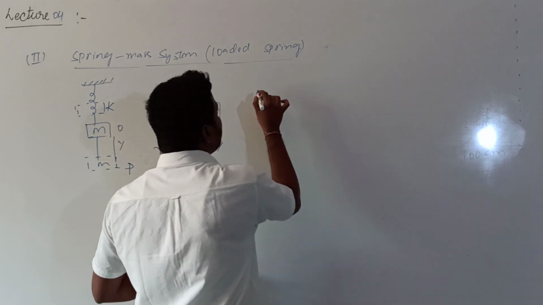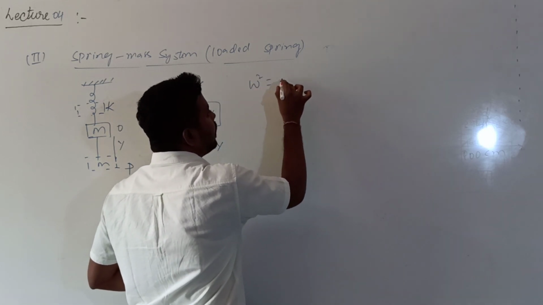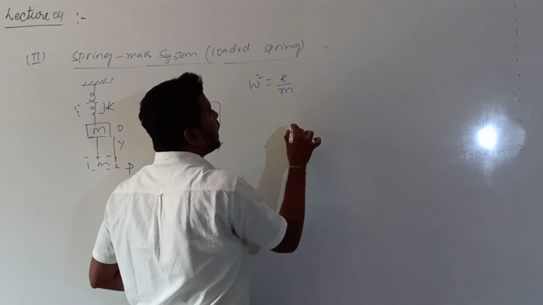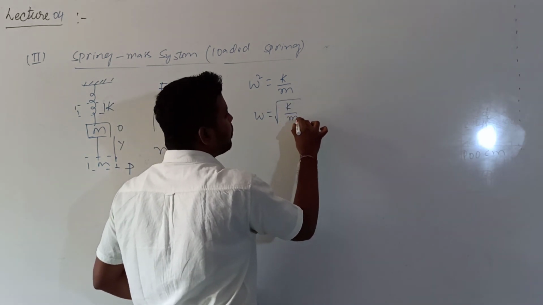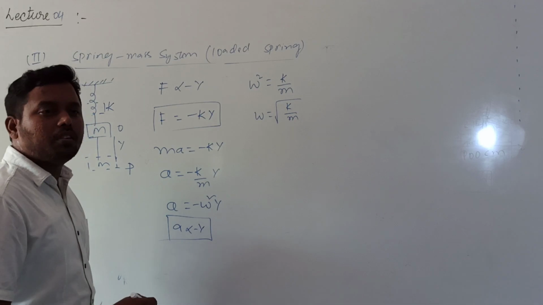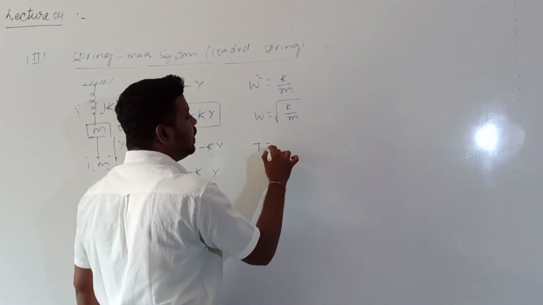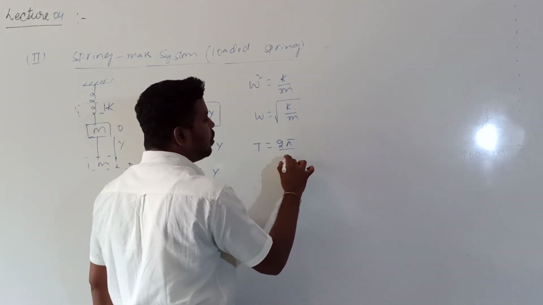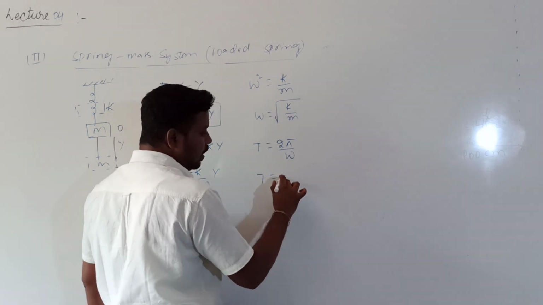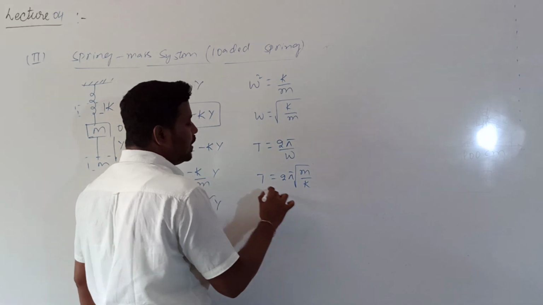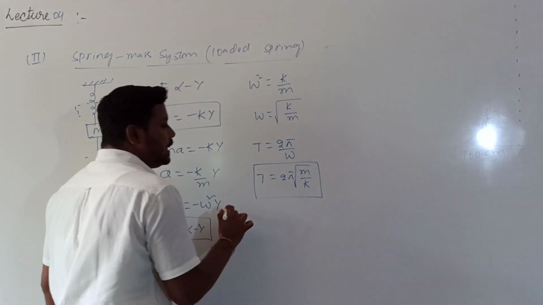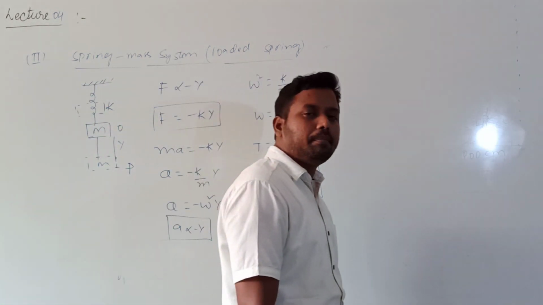Now here, omega square is equal to k divided by m. Omega is equal to root over k divided by m. By knowing omega, can I calculate the time period? T is given by 2 pi by omega, which is 2 pi into root over m divided by k. This is the expression for the time period of a spring mass system.